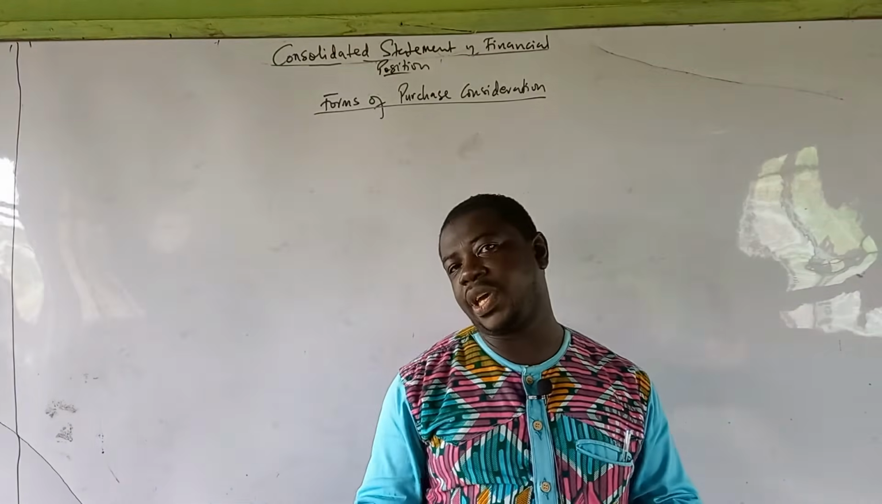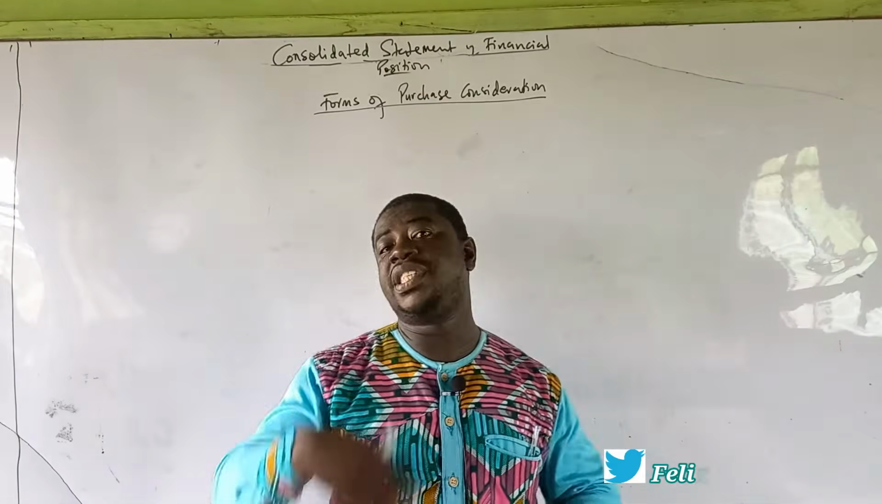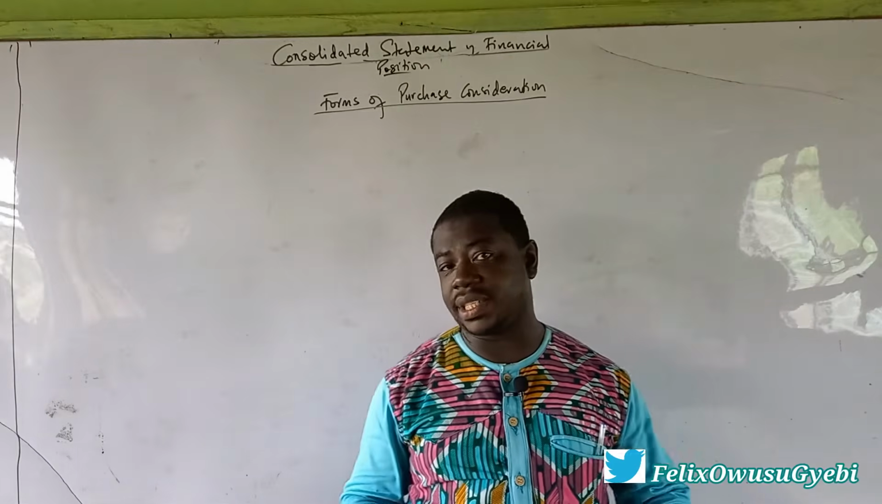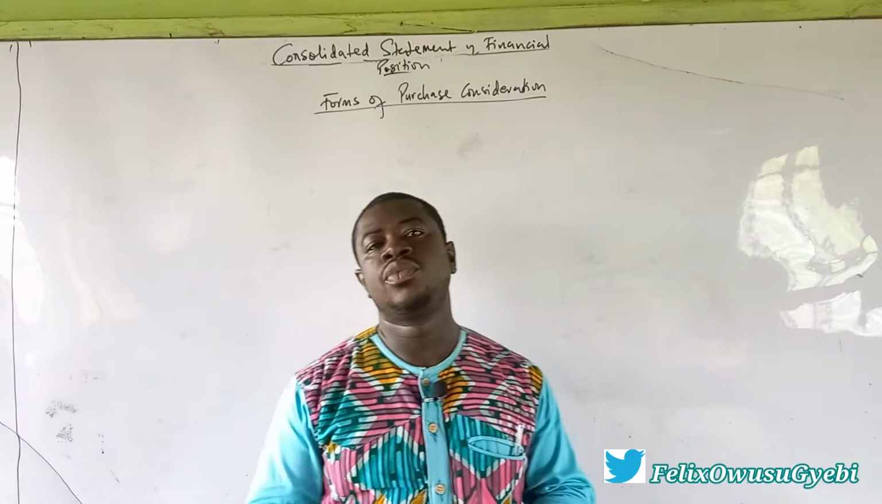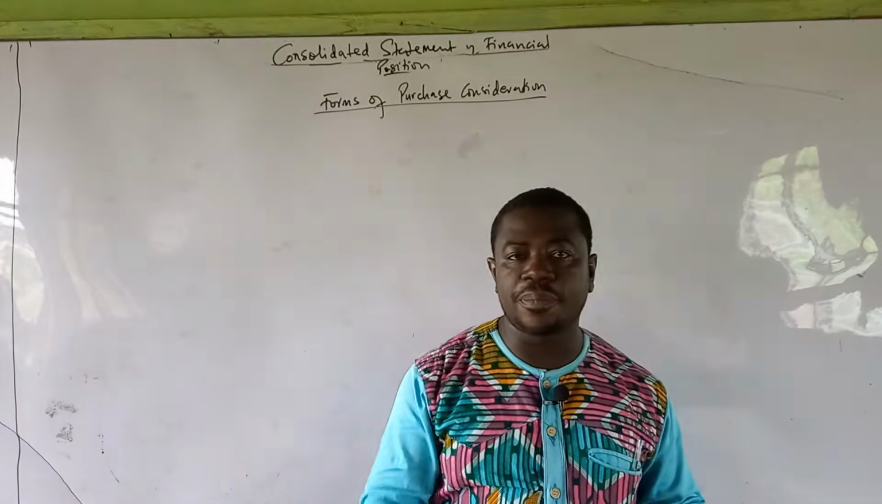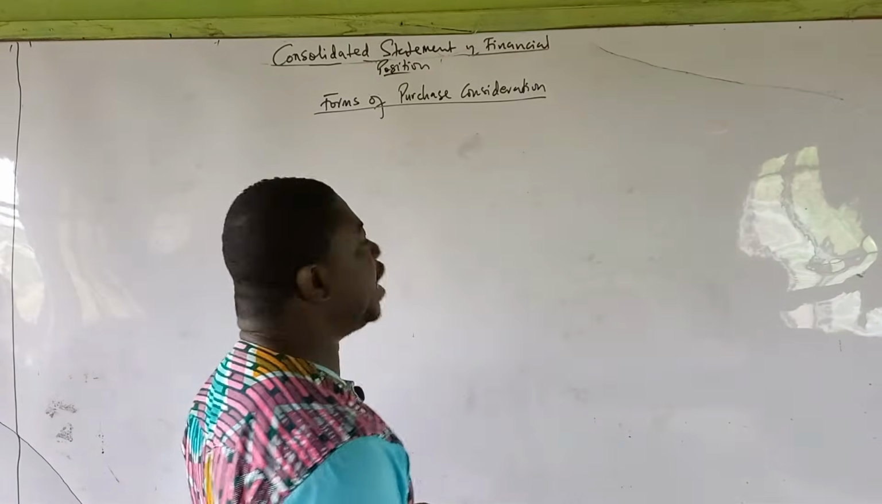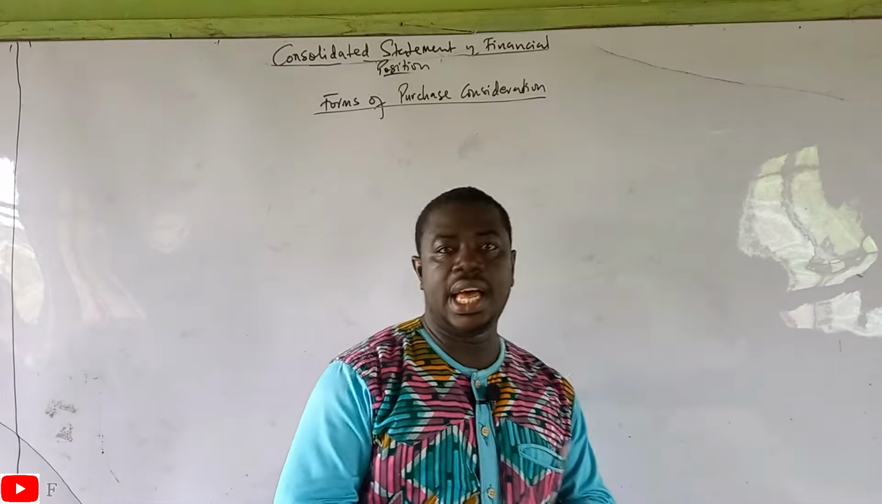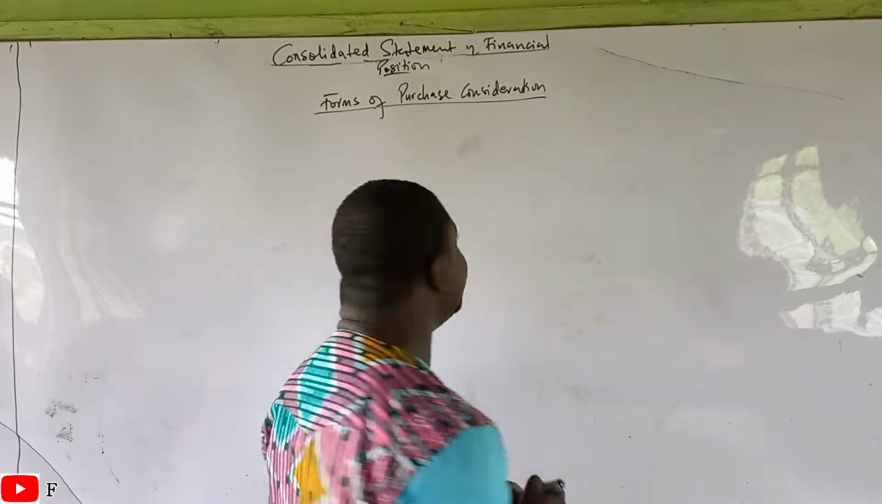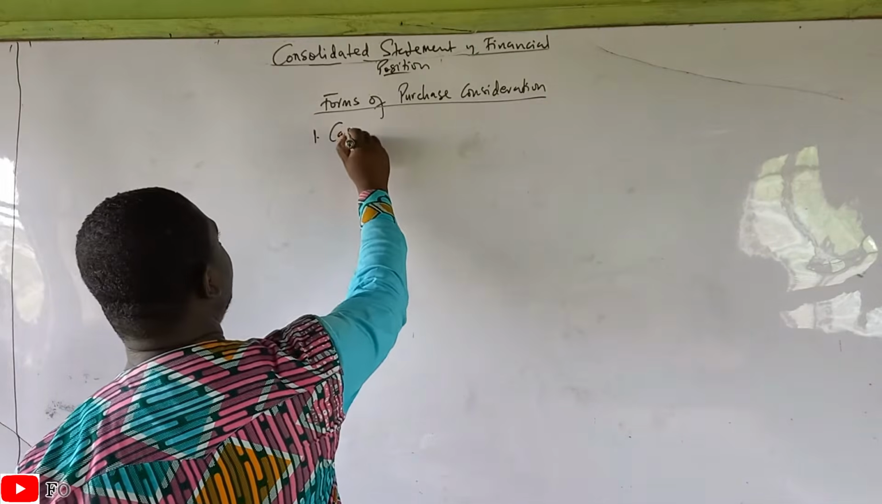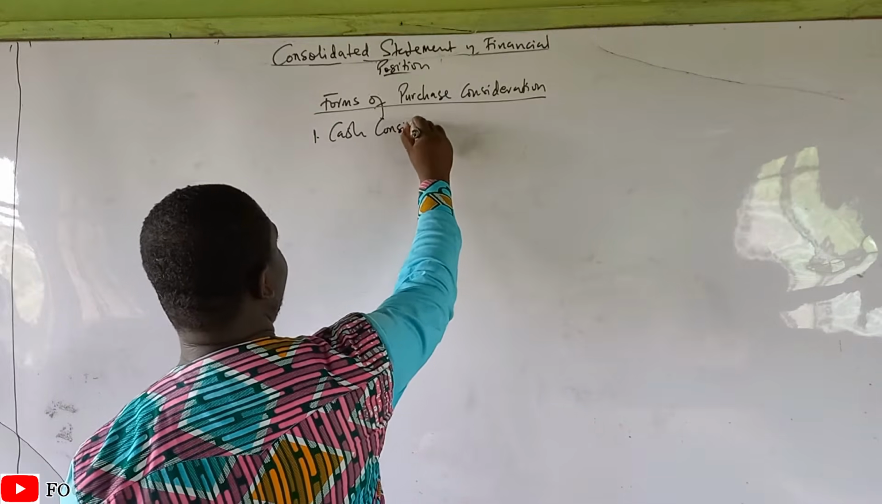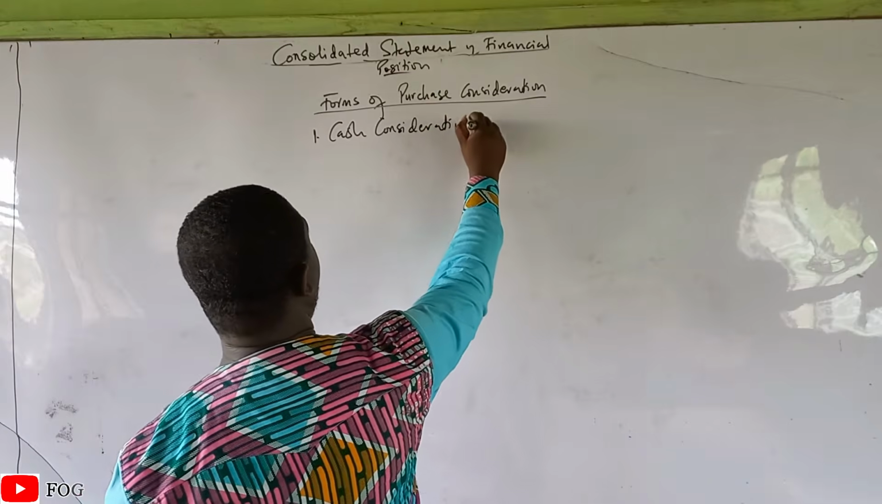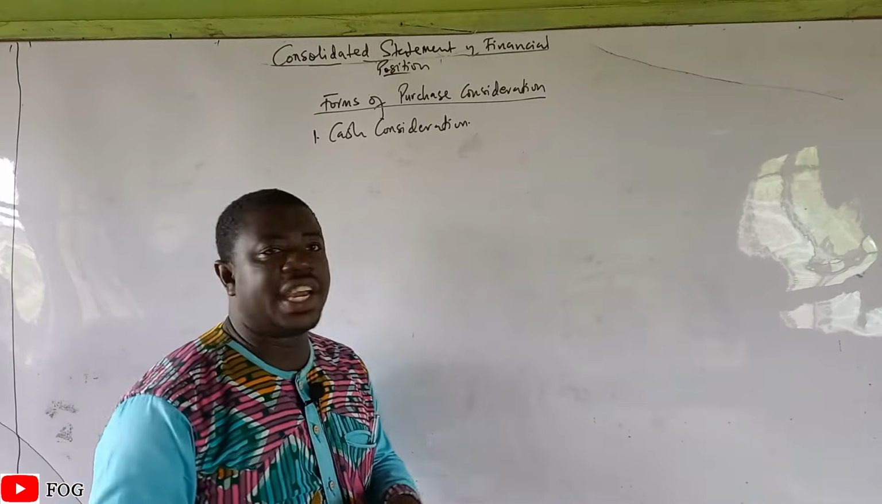And so in this topic, there are three different, or let me say four, but the last two are basically the same. There are three different forms of purchase consideration. In other words, you can acquire net assets or shares, equity shares in another company through three different means. The first one is the cash consideration, which we all know.